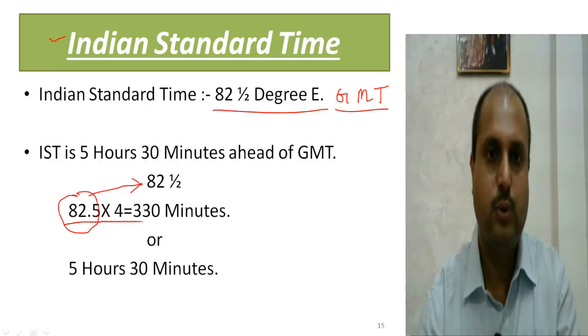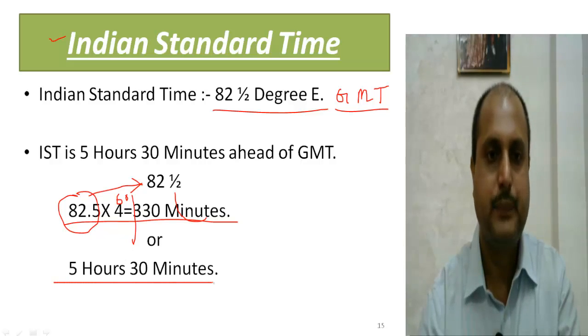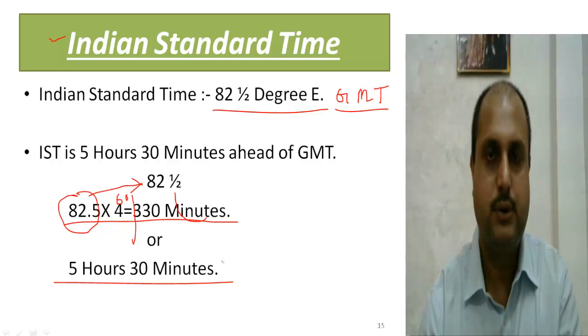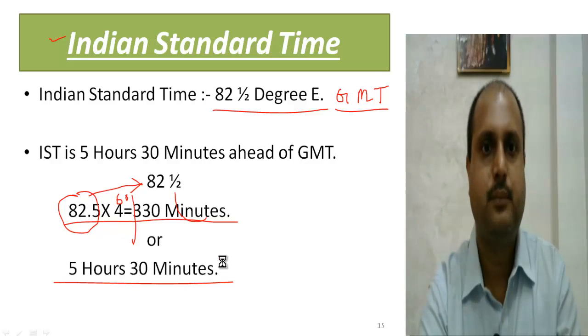82.5 multiplied by 4 is a total of 330 minutes. So if you divide the 330 minutes by 60, then the time will be calculated in hours: 5 hours and 30 minutes. So for every 15 degrees of longitude, the time difference is 1 hour. So if you are crossing 15 degrees of longitude in the eastern direction of the GMT, that means you are getting 1 hour ahead of the GMT. So I hope it is clear for everyone.